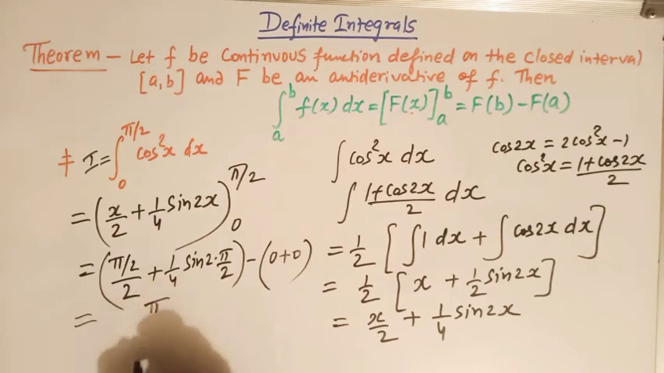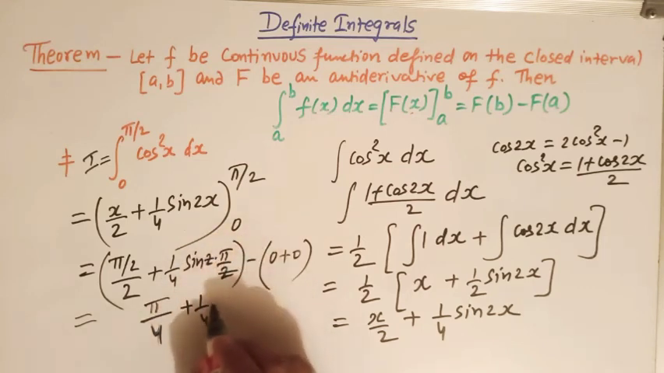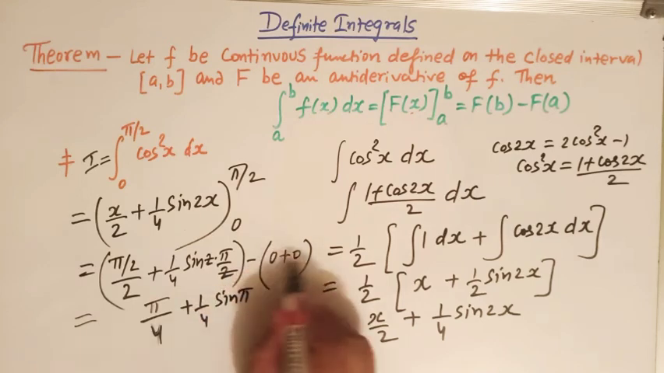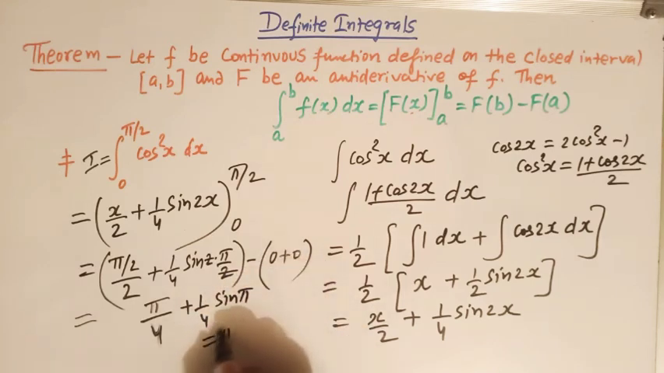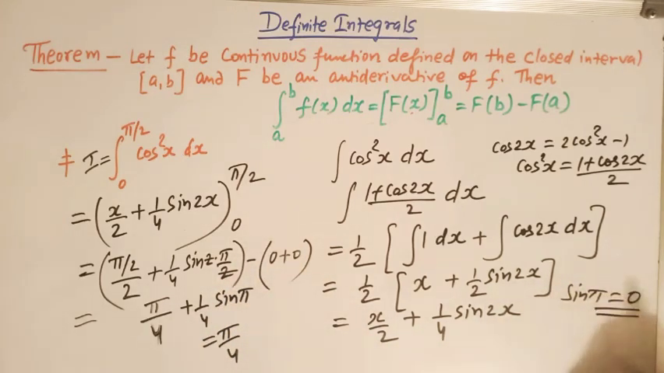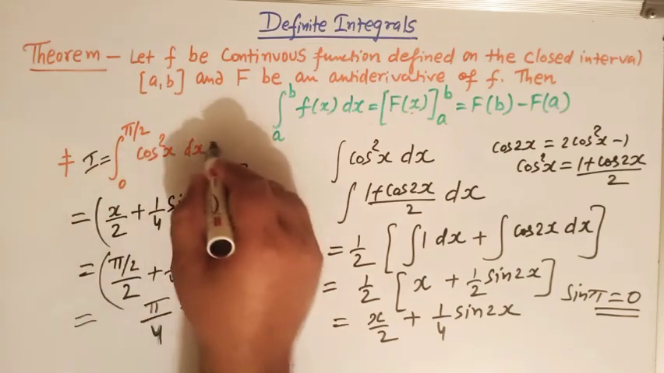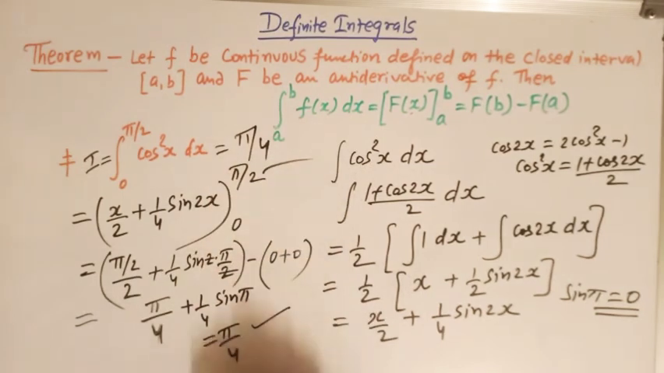So this is pi by 4, this is pi by 4, and plus 1 by 4, 2 and 2 get cancelled, so this is sine pi, and this becomes 0. So we have pi by 4, sine pi is 0. We know that sine pi is 0, therefore this term disappears from here, so we are left with only pi by 4. So the value of this integral is pi by 4.